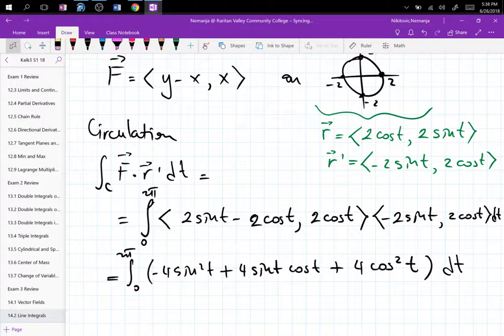Wait, no, yeah, that's good. Wait, it's supposed to be sine. Yeah, it's supposed to be negative 4 sine squared plus 4 sine t cosine t, and then plus 4 cosine squared. Wait, well, hold on. So we have y, which is 2 sine t, minus 2 cosine t, comma 2 cosine t, dotted with negative 2 sine t, 2 cosine t.